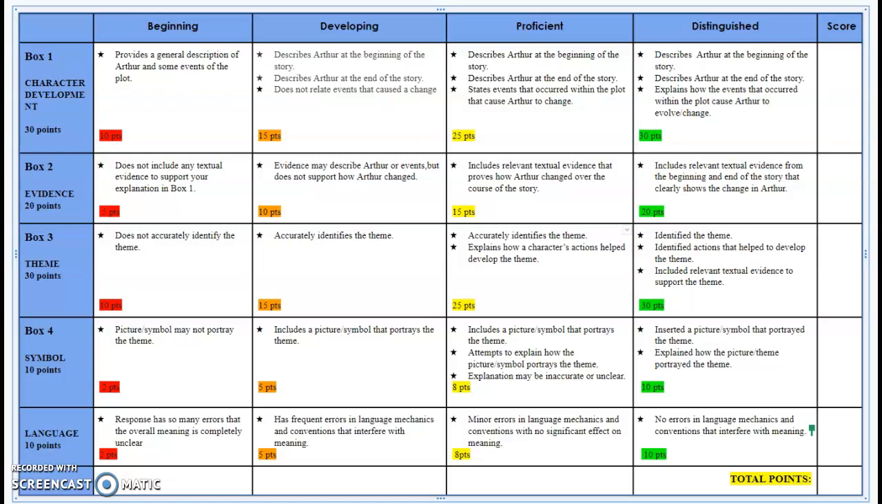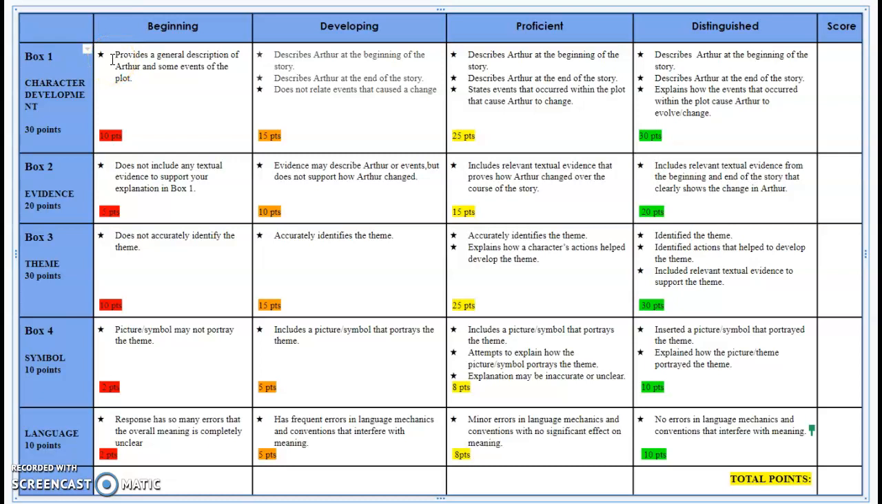Notice that there are 5 different areas that you will be graded in: character development, evidence, theme, symbols, and language. And also notice that we have the 4 different levels of learning: beginning, developing, proficient, and distinguished. And you will get a total points out of 100. Okay, so for box 1, or your criteria 1, is character development.